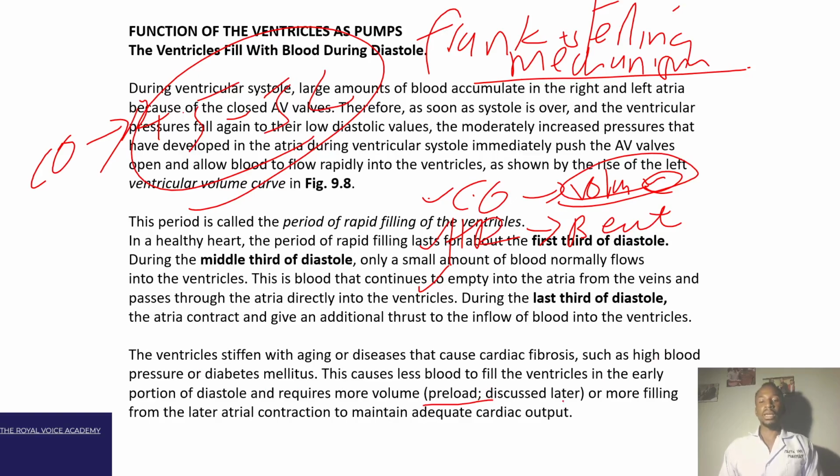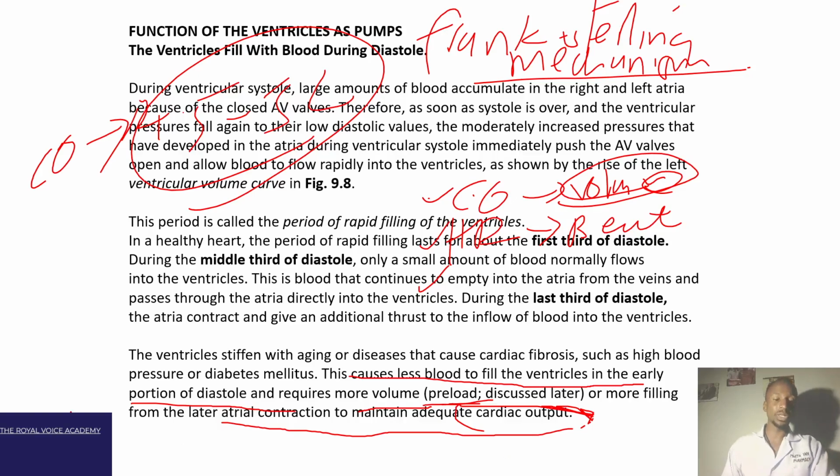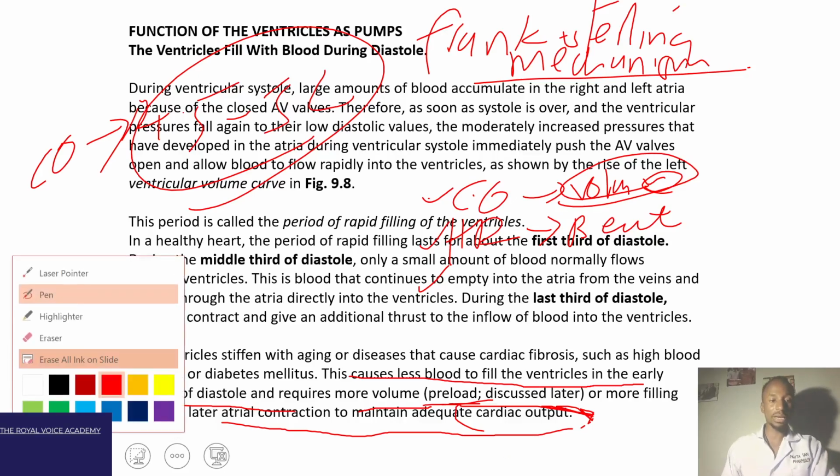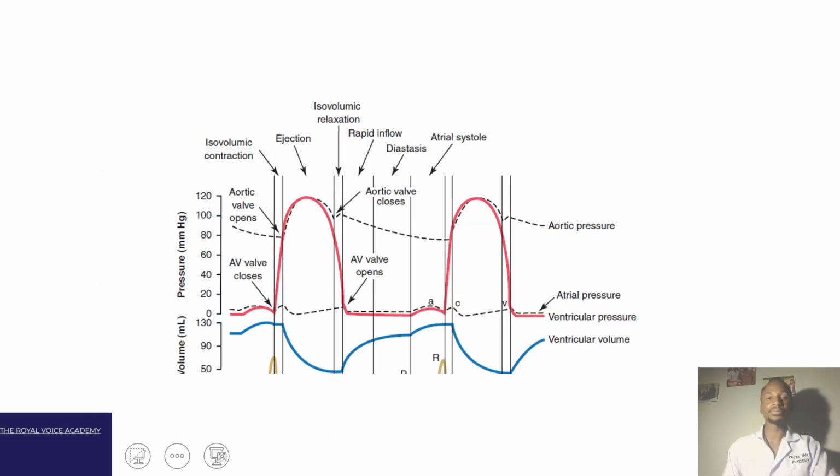So for you now to maintain that cardiac output, it means that you have to increase your preload. So this causes less blood to fill the ventricles in the early portion of diastole, and requires more volume or more filling from the later atrial contraction to maintain adequate cardiac output. And I believe that slide has been well covered.